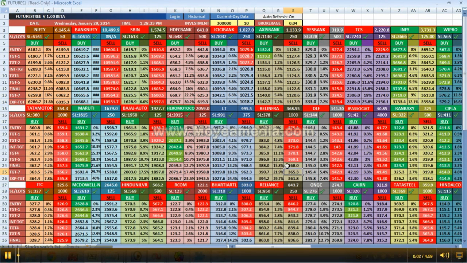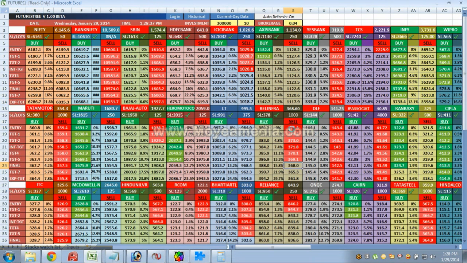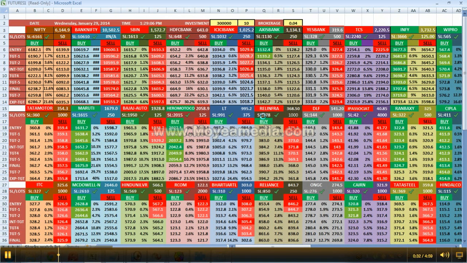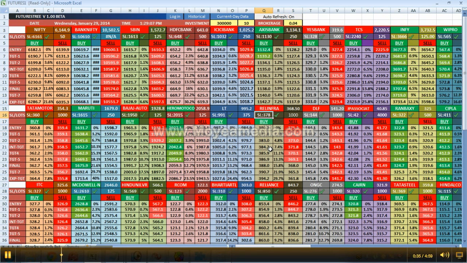So now let's see a Rel Infra trade which was a sell call in the morning. The sell call got activated at 375.3, and that is the equity price. So once the equity price of Rel Infra comes to 375.3, you will short a Rel Infra contract in futures at the market price. So what will be the stop loss for 375.3? The stop loss is 378.